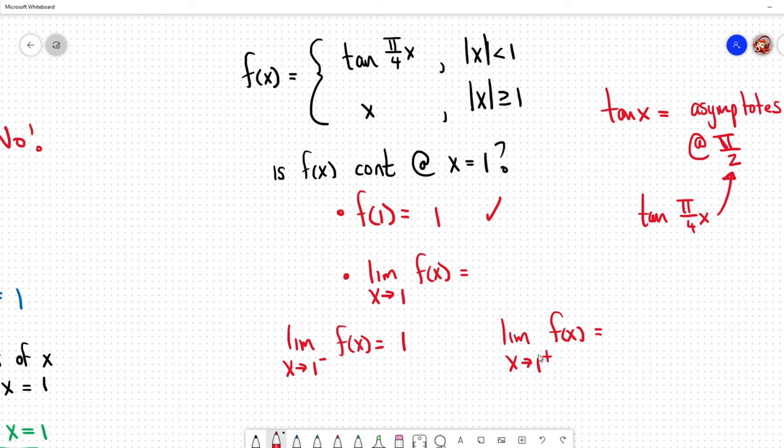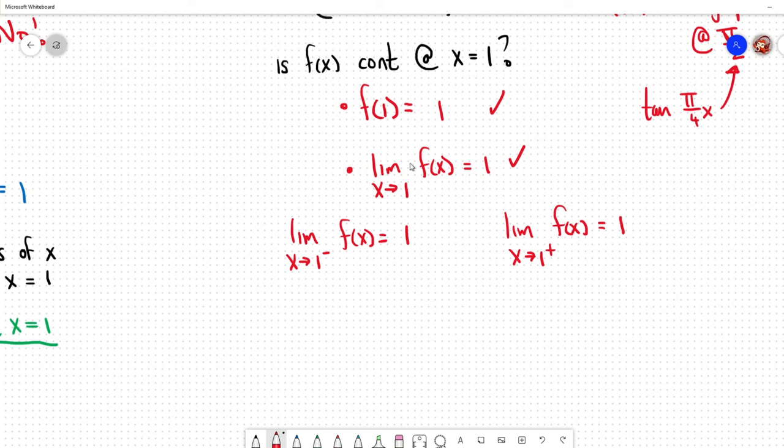When x is greater than 1, then we're using this bottom function. That I already know is continuous because it's a linear function. I can directly substitute. It's also going to give me 1. The values match. The left and right hand limits match. Therefore, yes, I check off that second part.